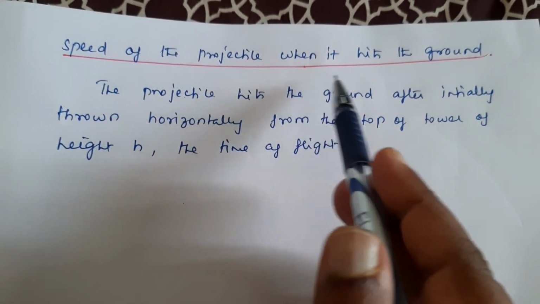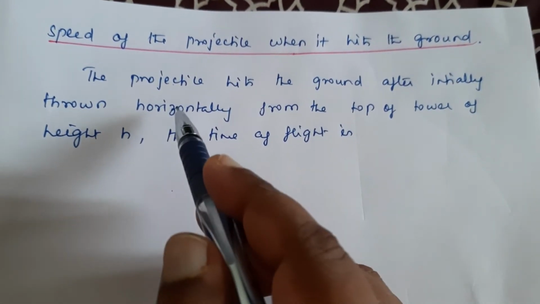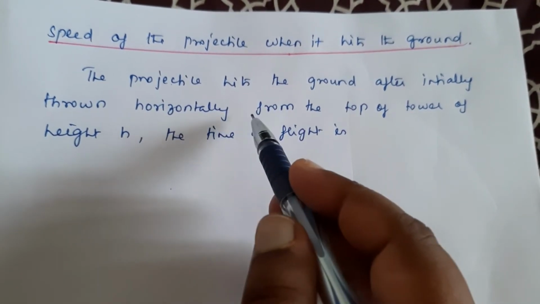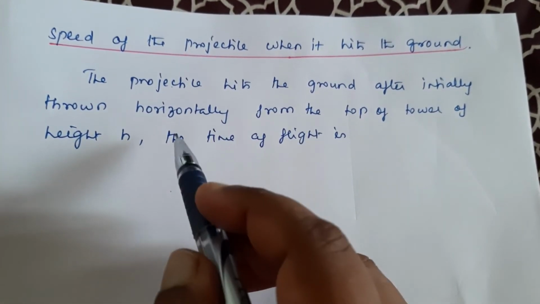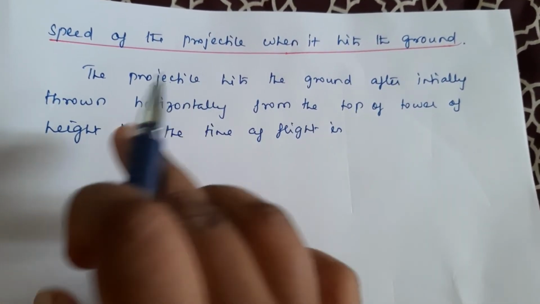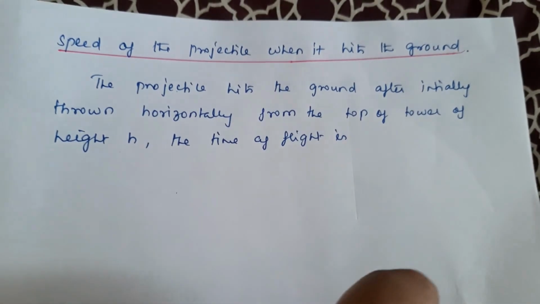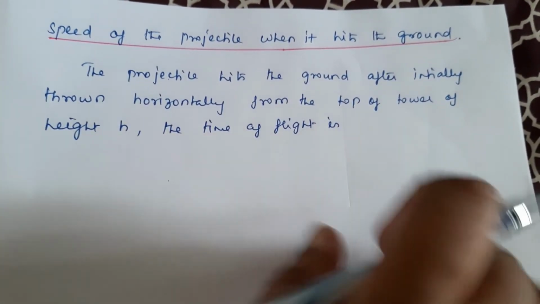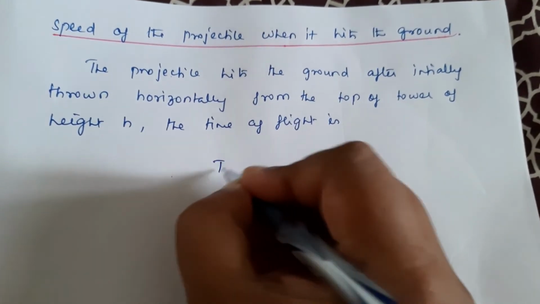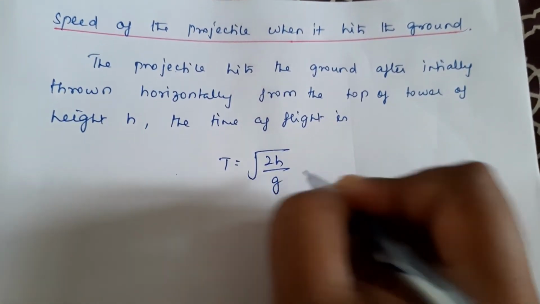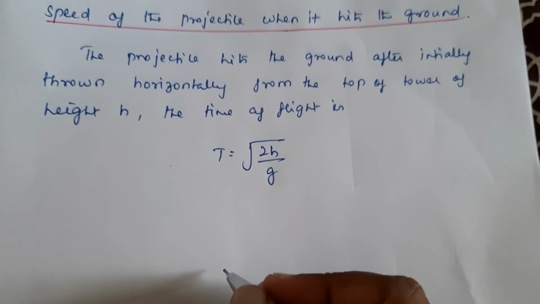Speed of a projectile when it hits the ground. The projectile hits the ground after being thrown horizontally from the top of a tower at a height h. When it is thrown from the height h, it takes a particular time to fly before it hits the ground. So the time of flight is given by t is equal to root of 2h by g. This we already proved.